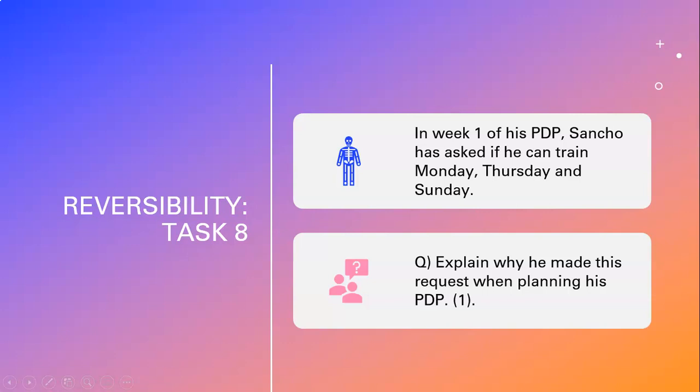Let's do a little task now to consolidate the newfound knowledge around rest to avoid reversibility. For example, in week 1, Jadon Sancho has approached you as his trainer if he could train Monday, Thursday and Sunday. What I'd like you to do now is once I've finished reading out the question, pause this PowerPoint and answer the following. Can you explain, so remember P, point, E, evidence, E, example, why Jadon Sancho has made this request when planning his PDP for him? Is it with 1 mark? So all we require is 1 PEE chain.